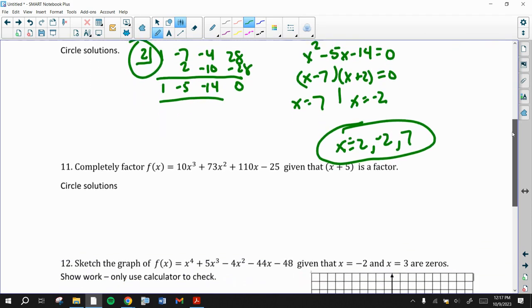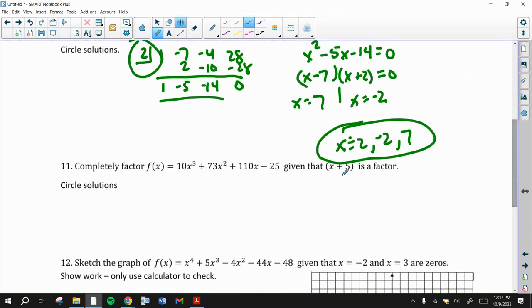The next one is very similar, except we're factoring. So x plus 5 is a factor. We're going to divide by x plus 5, which means we use -5 in the box. Big numbers. Make sure you get everything, that you didn't miss one that you'd have to put a 0 in for. I think we're good. 10 times -5 is -50. We got 23. -5 times 23 is -115. We have -5, and -5 times -5 is 25.